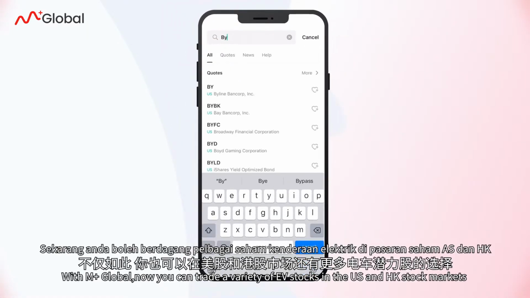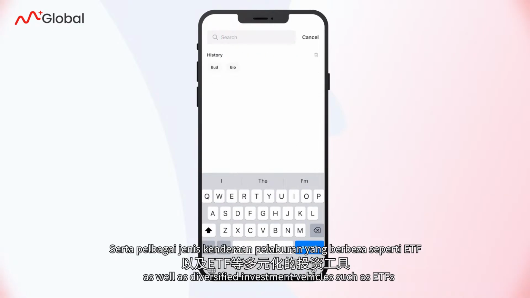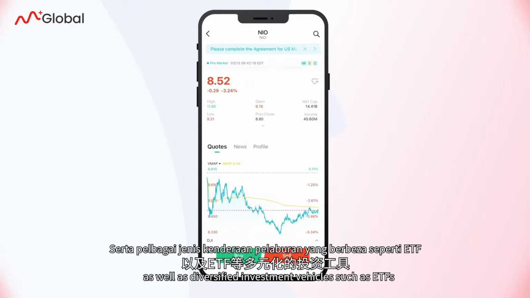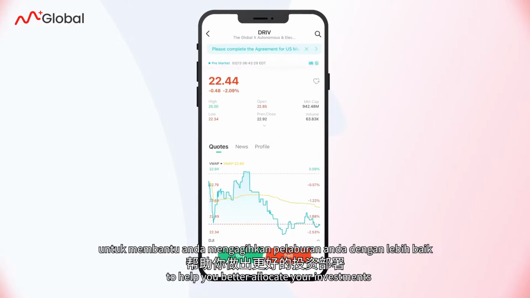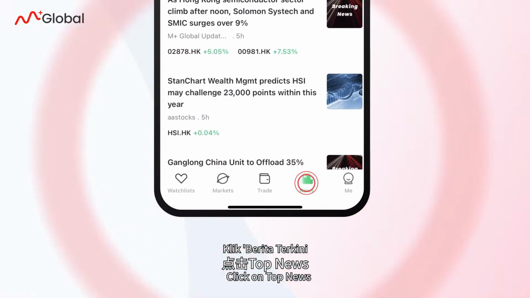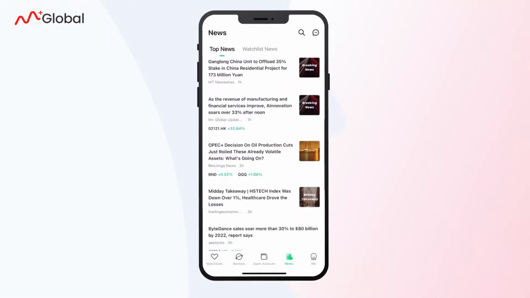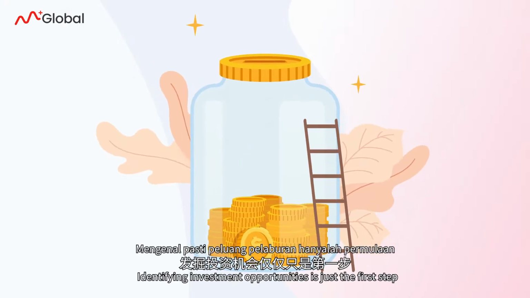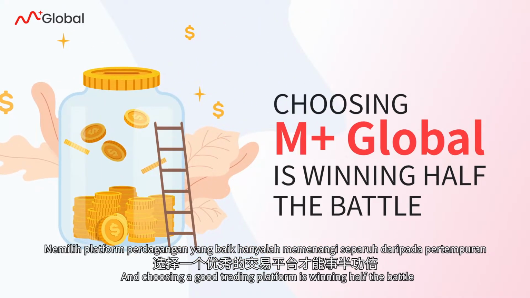With M+ Global, you can trade a variety of EV stocks in the US and Hong Kong stock markets, as well as diversified investment vehicles such as ETFs to help you better allocate your investments. There is also an information section. Click on Top News to stay informed with the latest investment trends at all times. Identifying investment opportunities is just the first step, but choosing a good trading platform is winning half the battle.